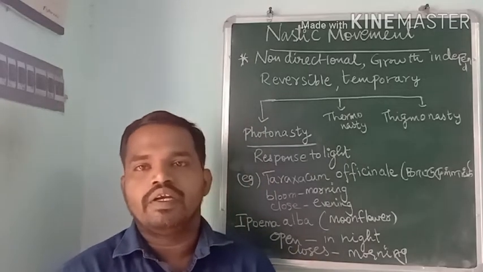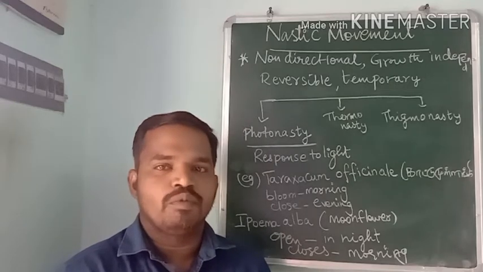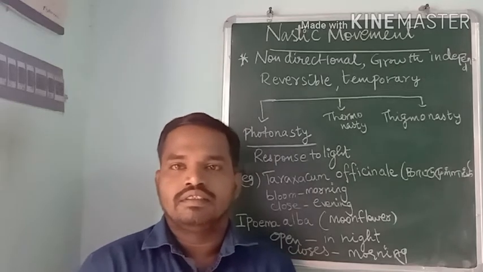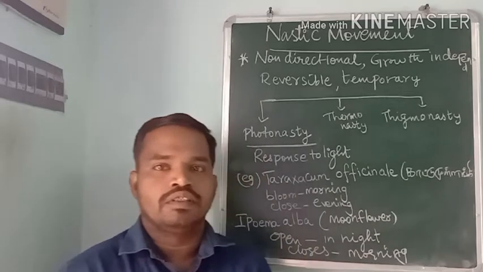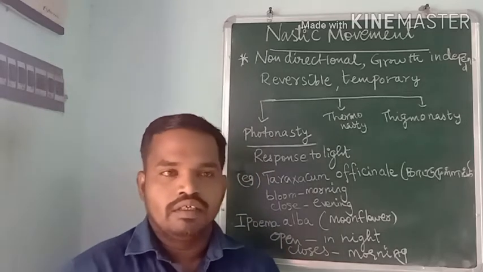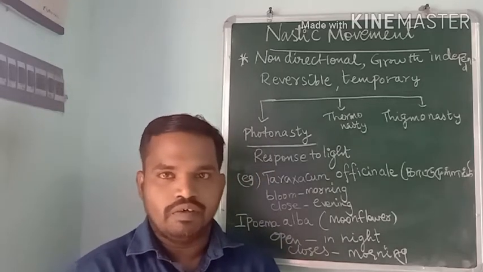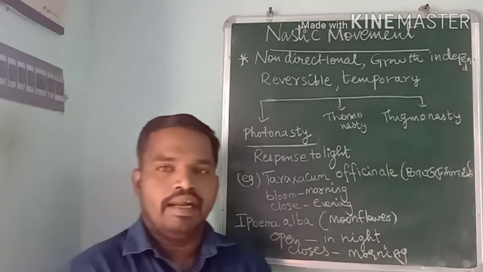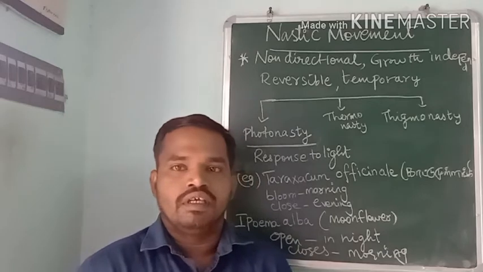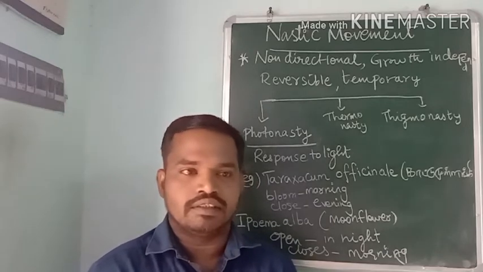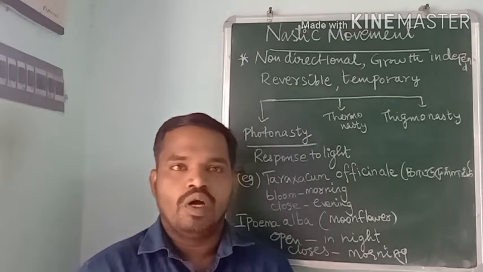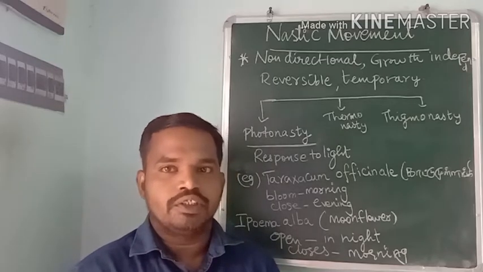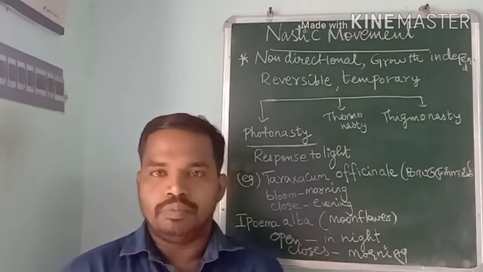Today we are going to discuss Nastic movement in plants. In the previous session we discussed tropism. There are different types of tropism. We have discussed phototropism, geotropism, hydrotropism, chemotropism, all these things. They have negative as well as positive tropism.